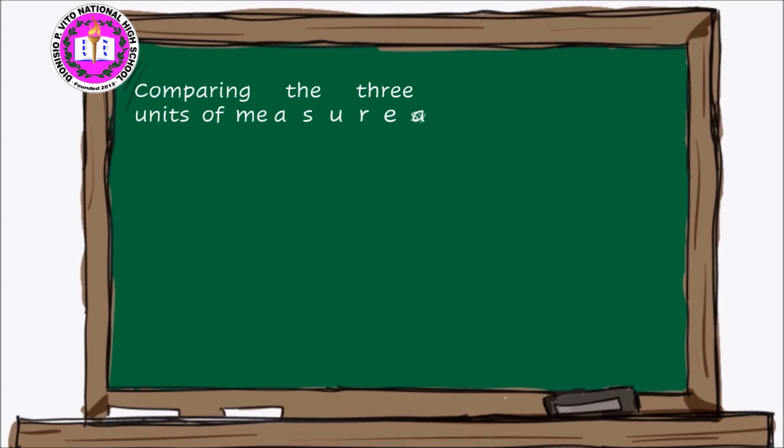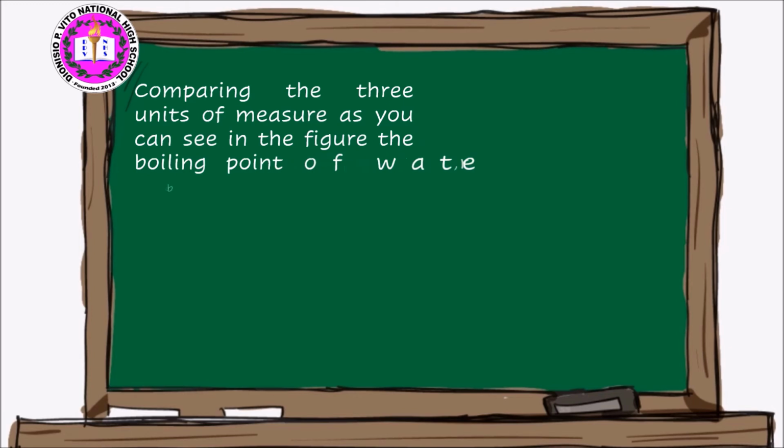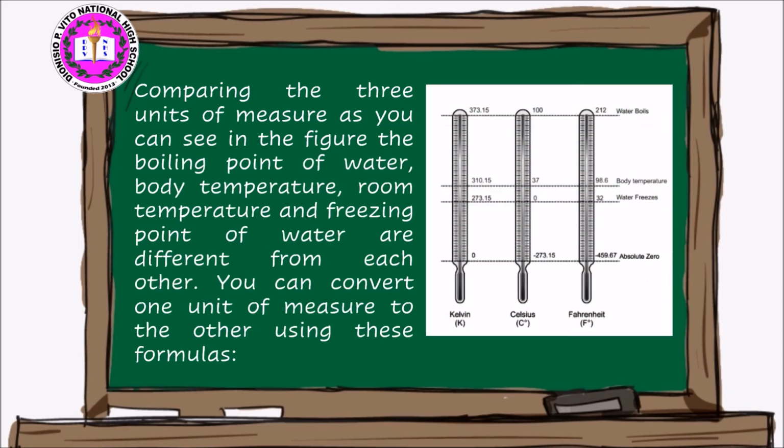Comparing the three units of measure, as you can see in the figure, the boiling point of water, body temperature, room temperature, and freezing point of water are different from each other. You can convert one unit of measure to the other using these formulas.